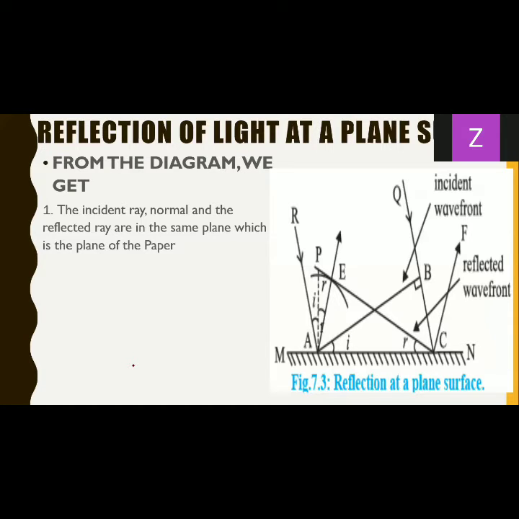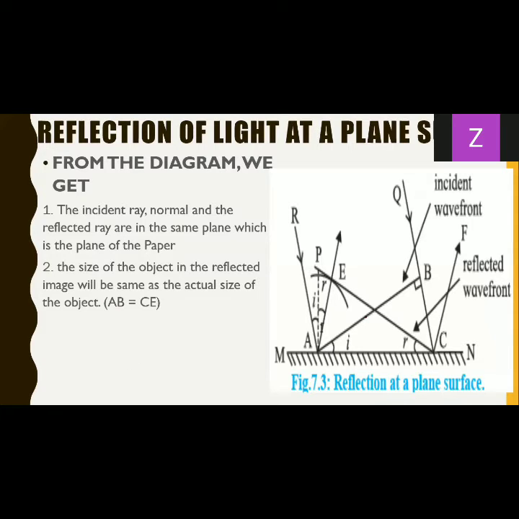Second, we can also write from this that the size of object is equal to the size of image. ये कैसे पता चला? C, AB is equal to C. AB क्या है? It's the incident wavefront. मतलब assume करो एक incident object है. And reflection कैसा मिला? CE. That is the reflected wavefront, which means the reflected image. Now we have already established that AB is equal to CE because the triangles are congruent. So size of object is equal to the size of image, which takes place in case of a perfect reflection, or to be precise, regular reflection.